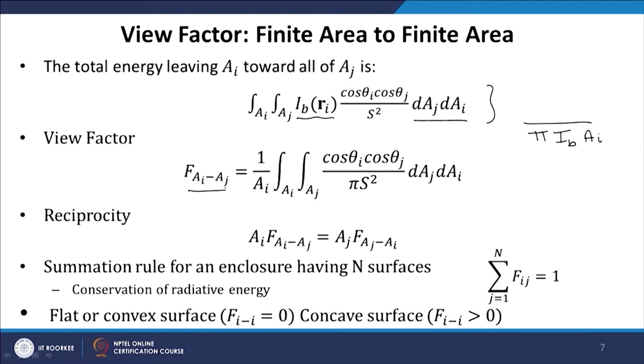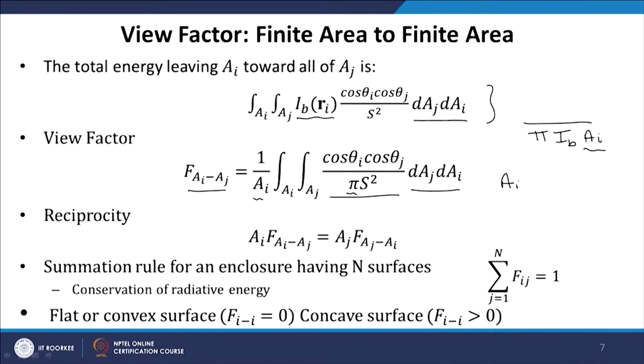Now, this Ai will basically come in the denominator, and the pi will basically come in the denominator of the expression of the energy reaching Aj. So, the view factor F Ai Aj is equal to 1 upon Ai times the double integration of cos theta i cos theta j upon pi s square dAj dAi. So, this is the view factor between two finite surfaces.